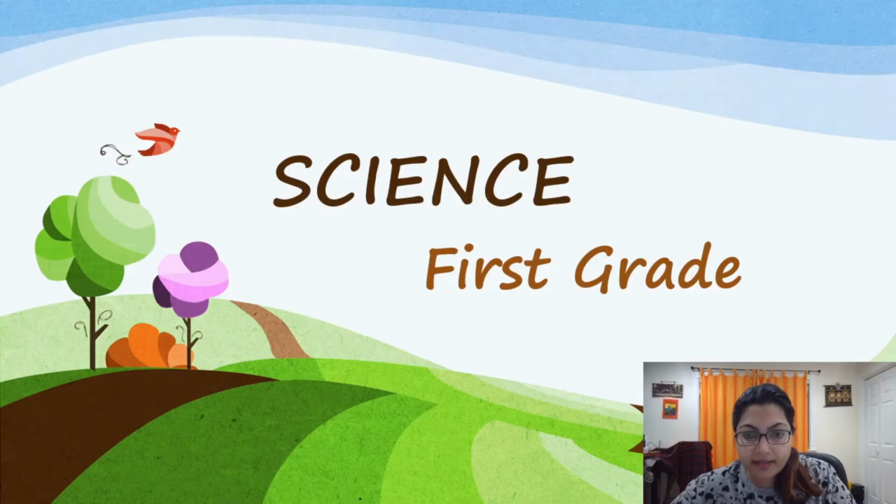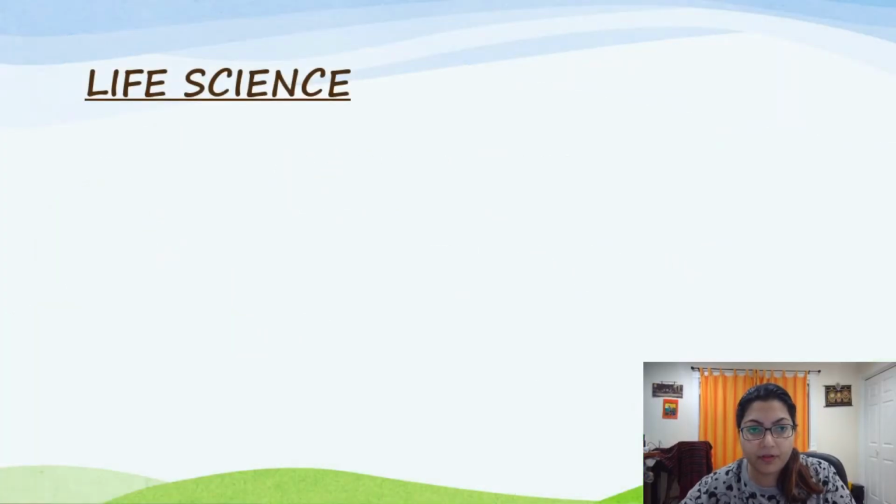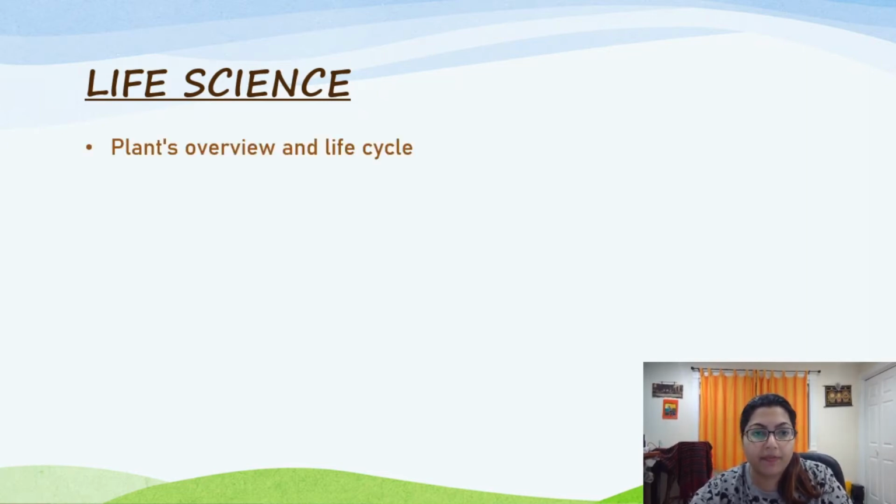Thank you. Science, first grade. Any kind of science topic at the elementary level is divided into life science, earth science, and physical science. Our first subtopic will be life science, under which we have plants to start with. So, we will do an overview and a life cycle.